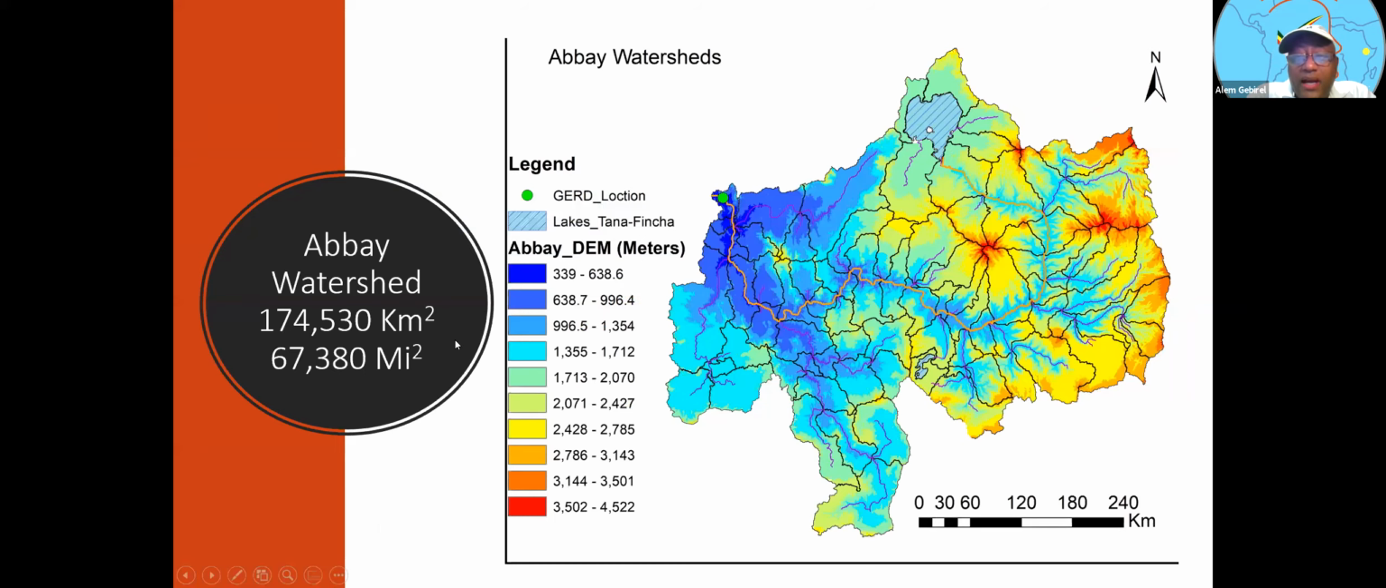This is a watershed delineation I came up with. The Abbay Basin is 174,530 square kilometers. You might see a different drainage area number depending on the report you cited, but this is at the GERD location, and it matches the outside boundary closely with others. The elevation ranges from the mountains, about 4,000 meters, to the Sudan lowland area, about 400 meters above sea level. I think most of you are familiar with this one.